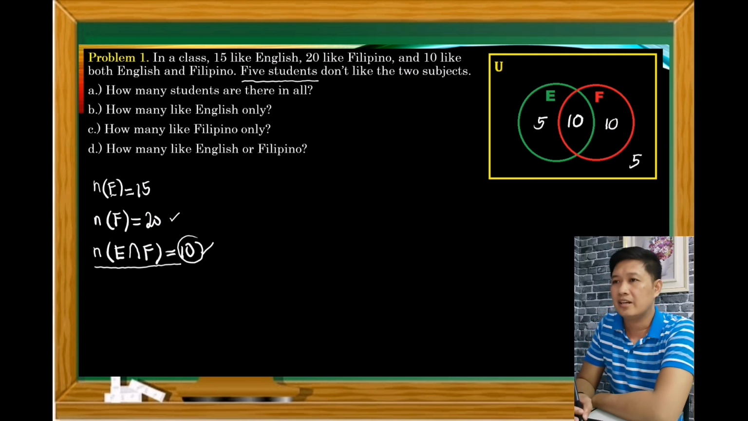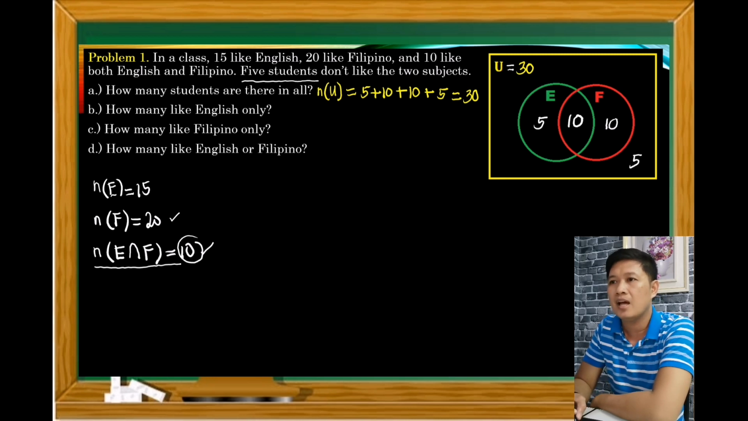Now, the question, letter A, how many students are there in all? That means we are going to determine the total number of students and that represents our universal set. Okay? So, to find the answer for letter A, all we have to do is to add all the numbers. So, the total number of students represented by the universal set U is equal to 5 plus the 10 in the middle plus the 10 in Filipino plus this 5 outside. Alright? So we have 5 plus 10, 15 plus 10, 25 plus 5, 30. So therefore, we have answered letter A. So there are a total of 30 students.